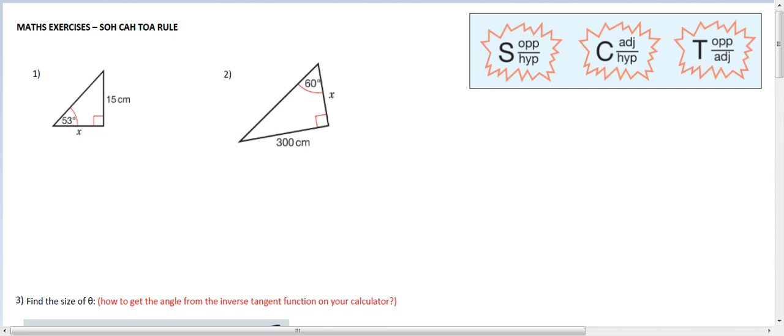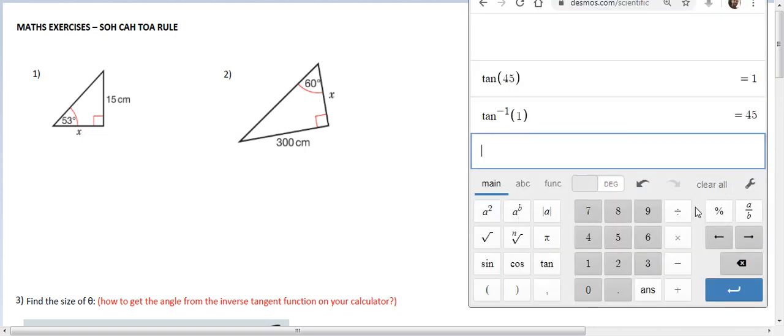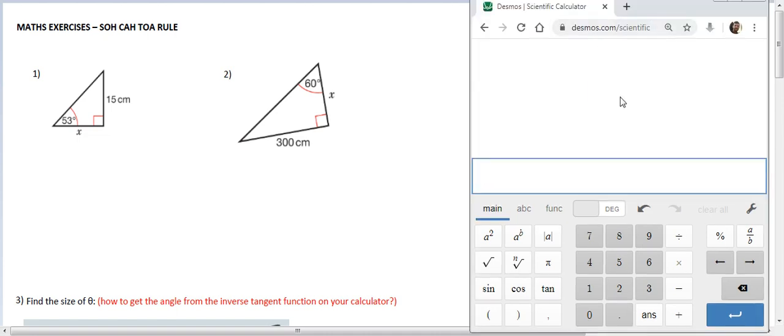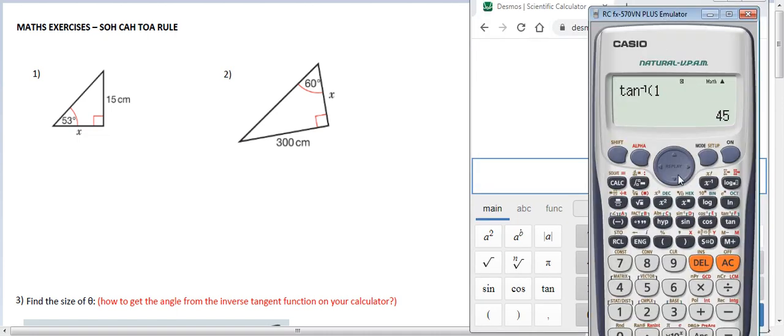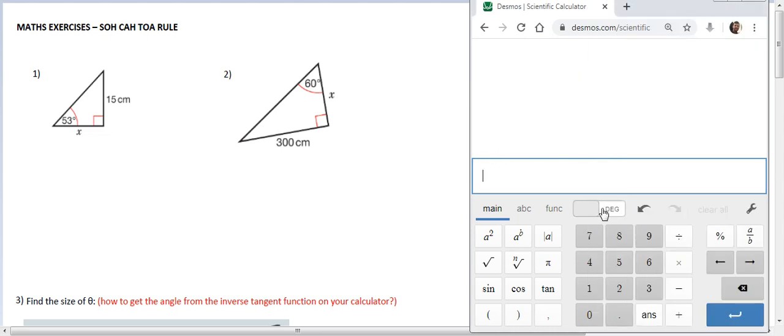First of all, don't forget you have to load your scientific calculator. Here I'm using Desmos, but you can also have your physical calculator with you, so you choose. We're going to use such calculators to calculate the tangent of angles or the inverse function of tangent. I have a video about it, so you can watch it before you watch this one. If you have questions about how to use your calculator, watch it, but if you don't, let's go forward.